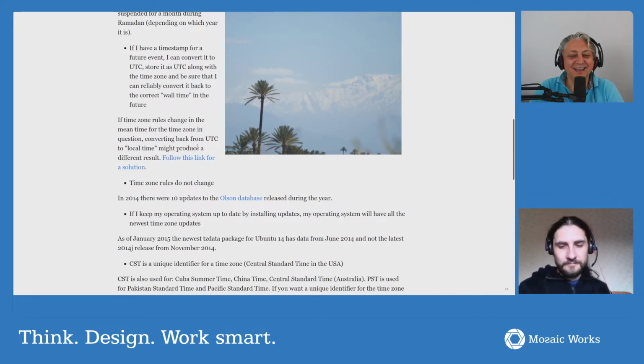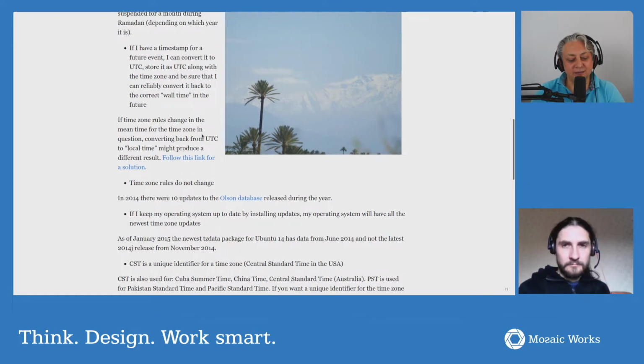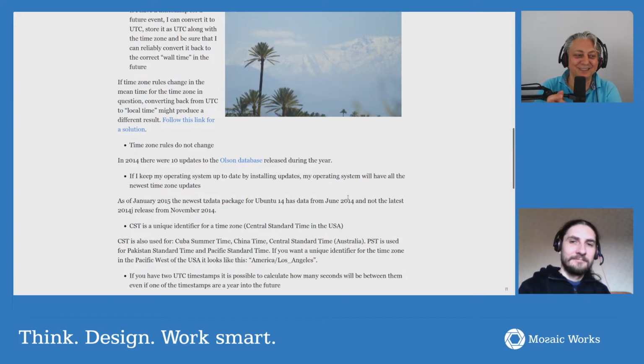So, another one. I quite love this one. Let's say you want to save a date time in the future, and you save it in UTC, because you expect things to be relatively the same. Well, this assumes that you will have the same time zone rules in the future as you have today. Problem is that time zone rules change. In 2014, we had 10 updates to the time zone rules.